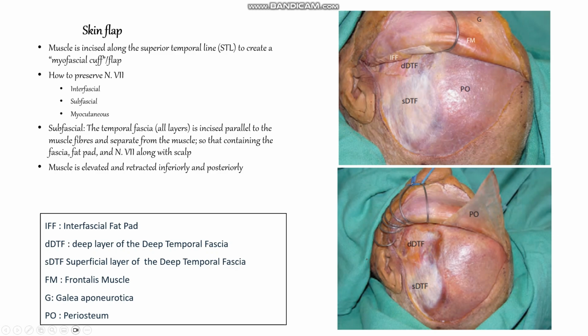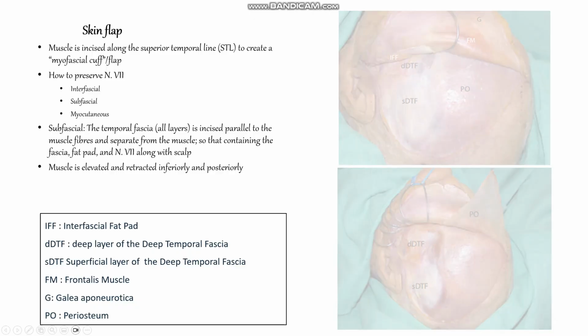In this picture, we can see that in the subfascial approach, the temporal fascia or layer is incised parallel to the muscle fibers and separated from the muscle, hence containing the fascia, the fat pad, and the seventh nerve, along with the scalp here. The muscle is elevated and retracted inferiorly and posteriorly.